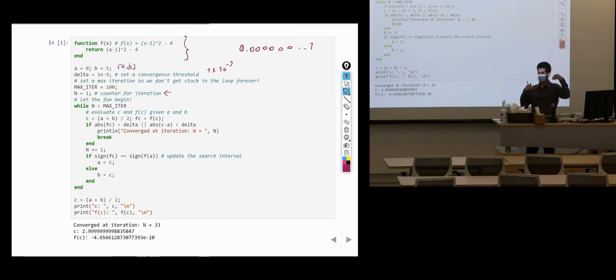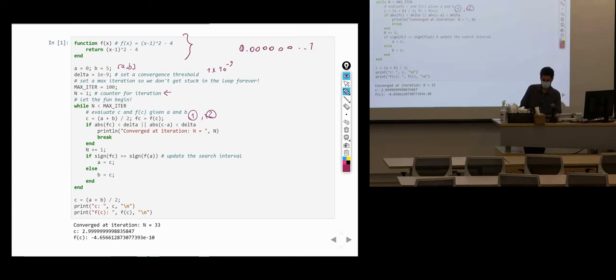The first and second step. The first step told us to calculate c, right? The second step told us to evaluate f of c. Now I'm doing it in one line. You could separate it. So calculate c, which is a plus b divided by 2, and then evaluate f of c. Remember, my function is defined here, right? So I can call f of c in the code.